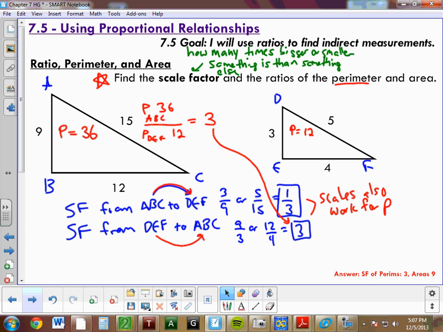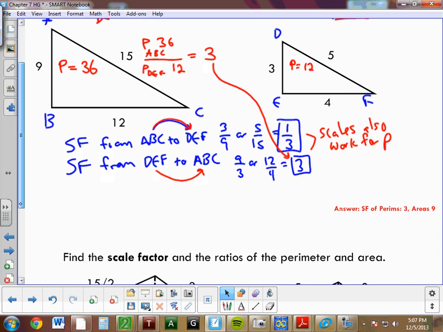So that makes sense because one side to one side is 3, so the large side, the whole 3 sides together, to all 3 smaller sides should be the same thing. So the areas are a little bit different.